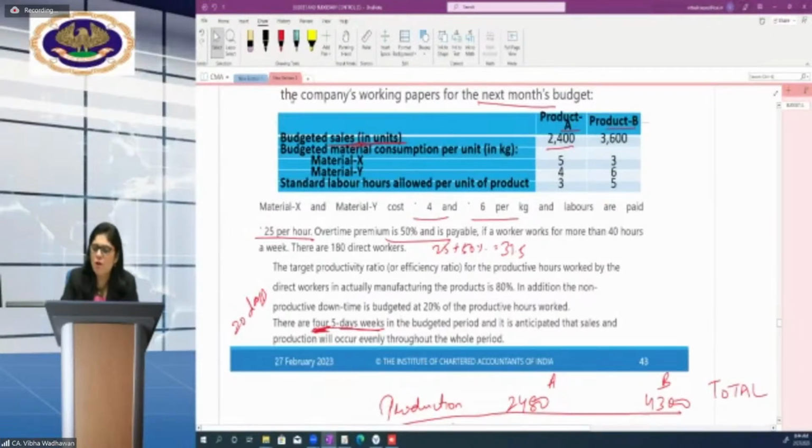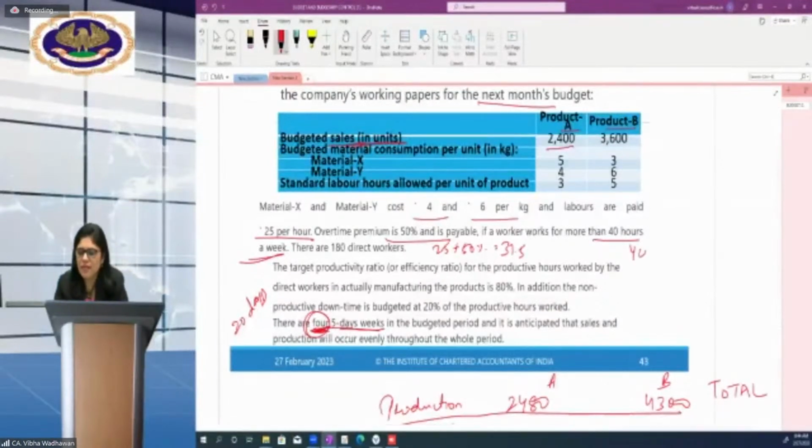If a worker works for more than 40 hours a week, there are 180 direct workers. So 40 hours per week, we have 4 weeks. So 40 into 4 into 180 workers. 40 hours per week into 4 weeks into 180 laborers. 28,800 hours are the normal hours.